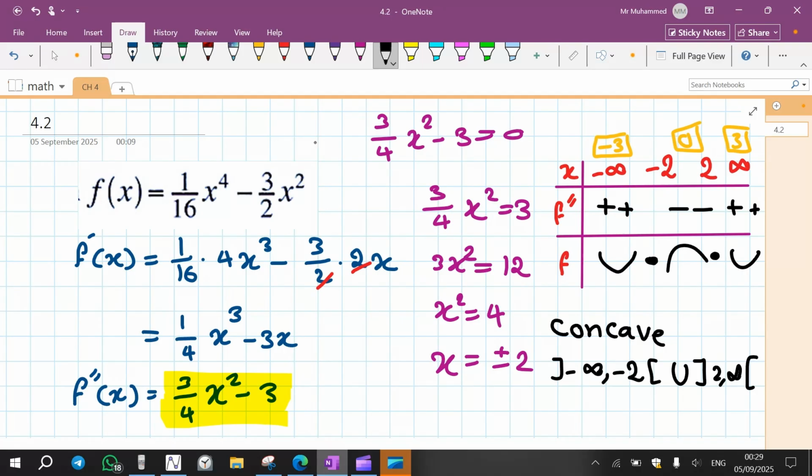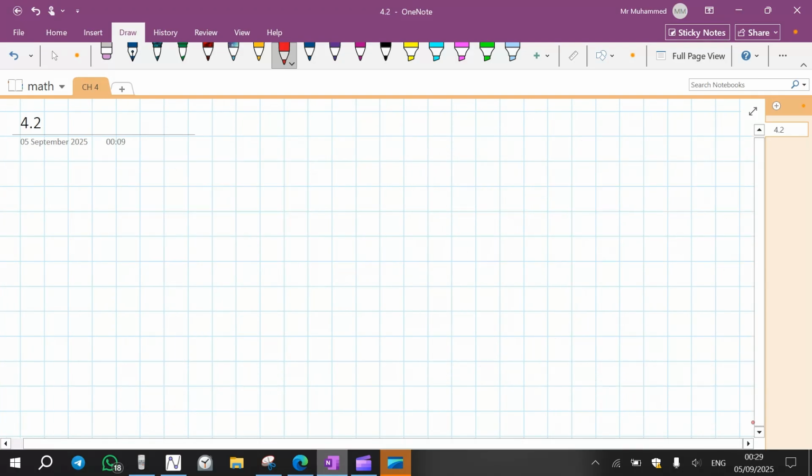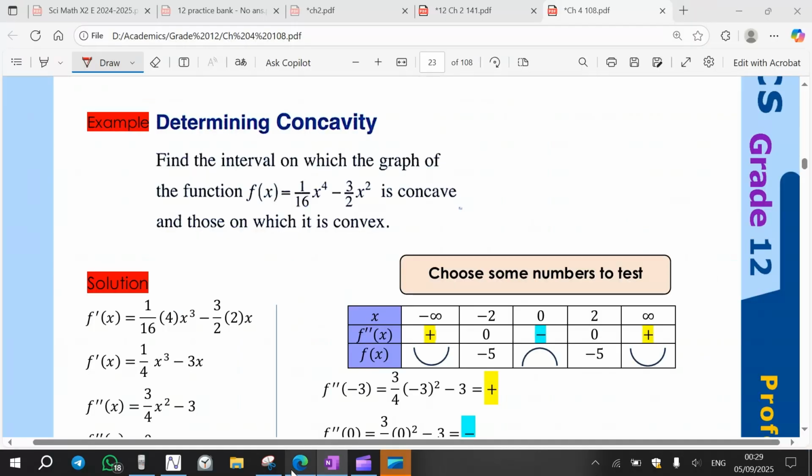If I have convex on both sides, the point between them will not be inflection. Or if I have concave on both sides, the point between them will not be inflection. This is concave, and let's write convex. Convex is this region, which is from -2 until 2. This is the answer. There you go. These are the answers.